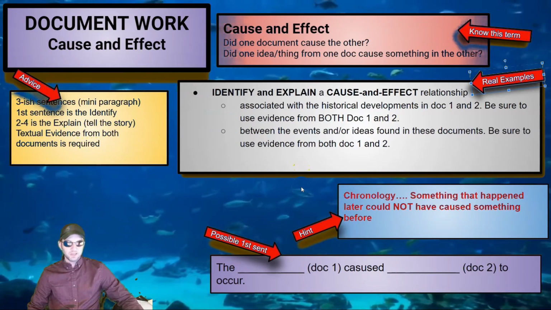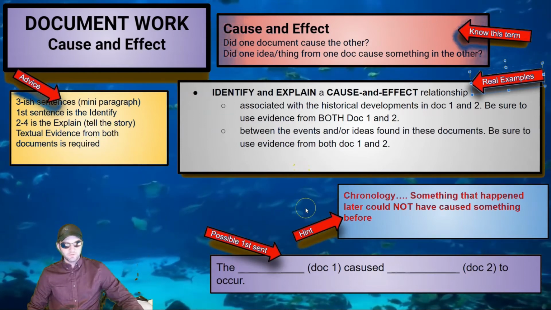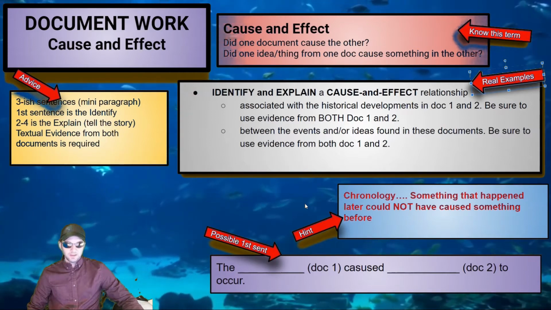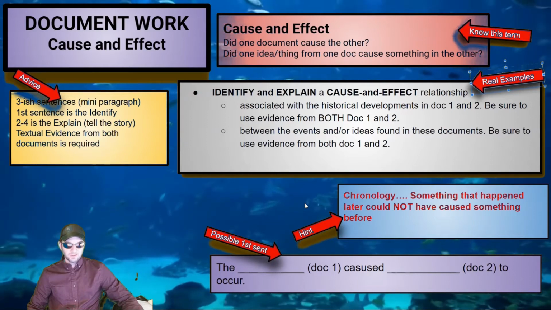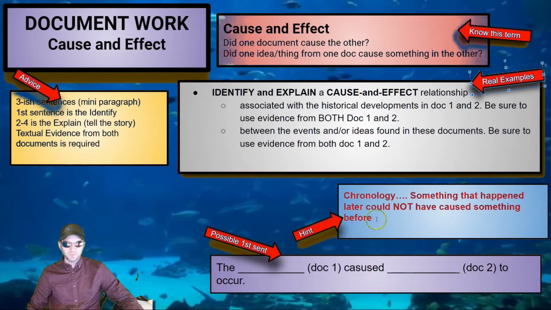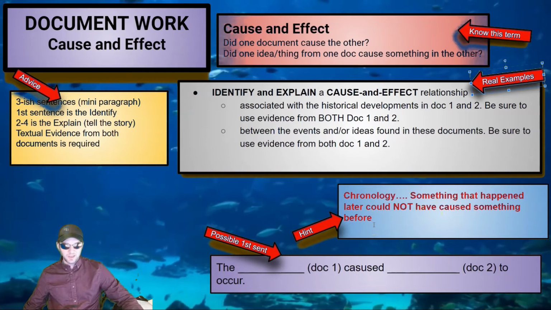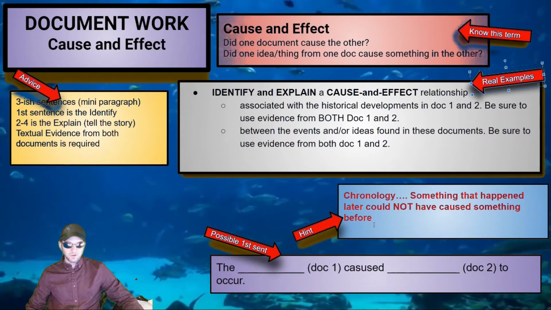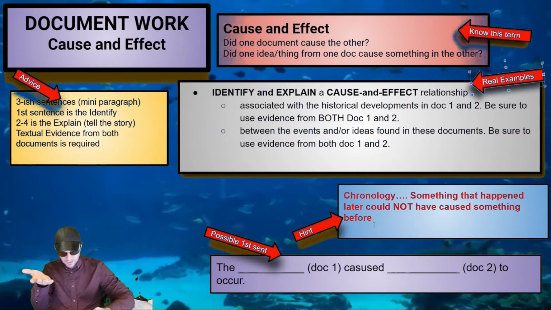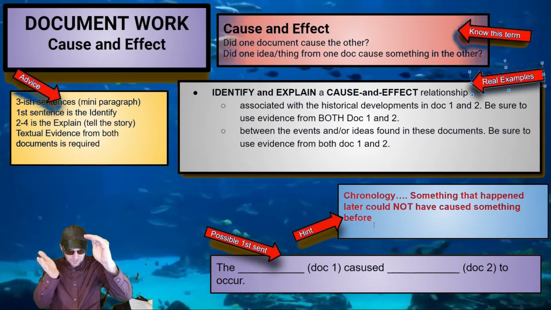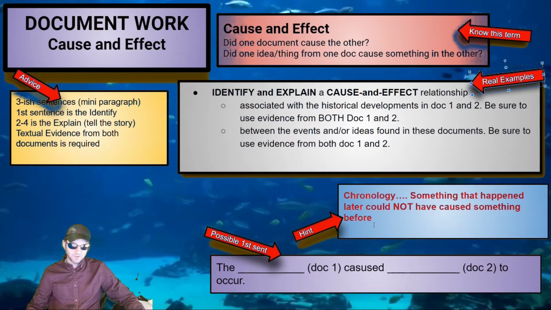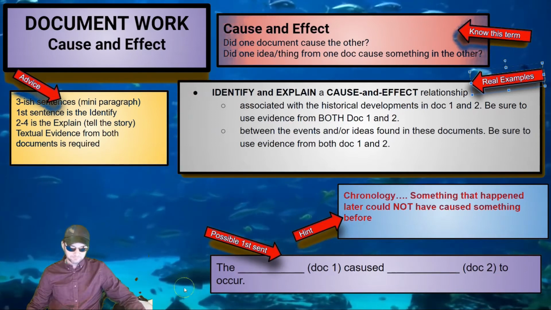Now, I don't think they're ever going to give something so obvious, but here's an obvious thing. If you've got events that are dated, something that happened later could not have caused something before. If something happened after, how could that have caused something before? So the earlier thing always causes the newer thing. One thing happens, another thing happens, this one has to have caused the other. That's if they gave you dates or if one thing happened before or after the other.